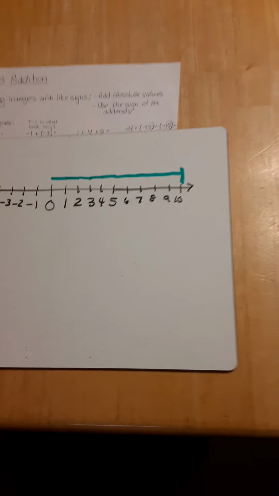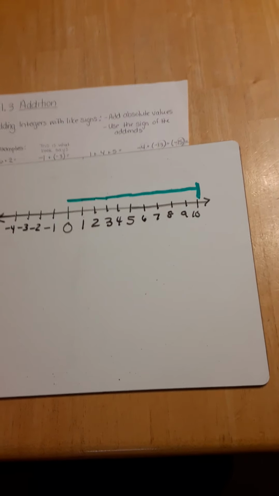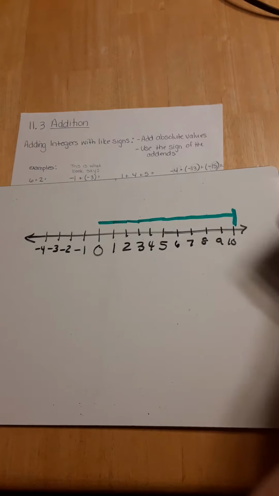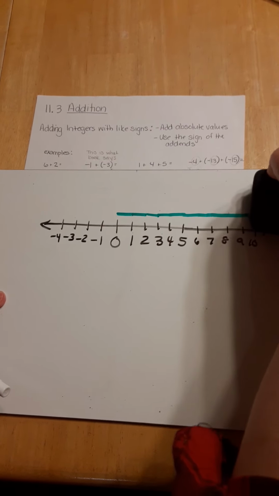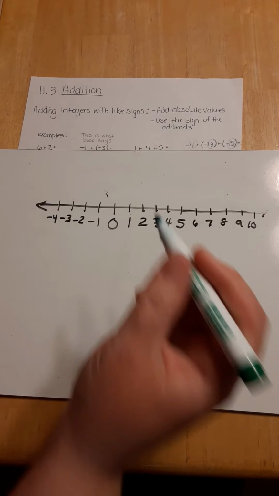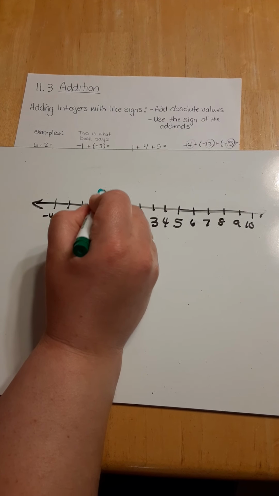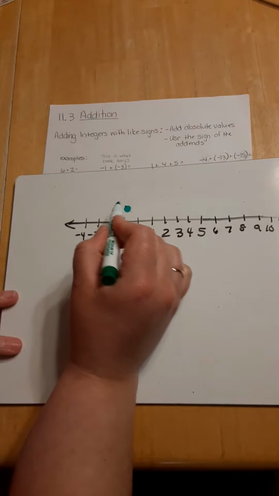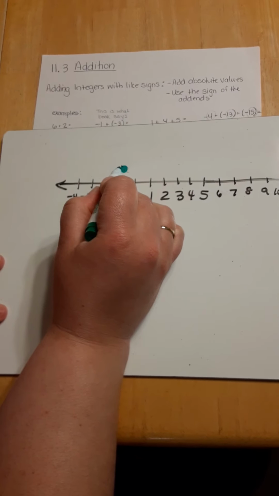Okay, so number lines can help us. Same thing if I have a negative number, okay? With my negative numbers, let's say I have a -1. Let's say this is my starting point. I have a -1, and to that -1, I want to add a -3.